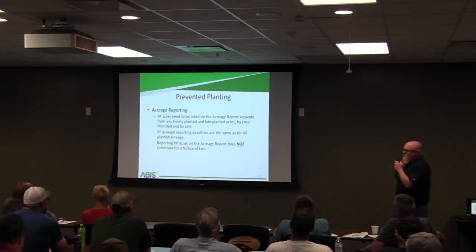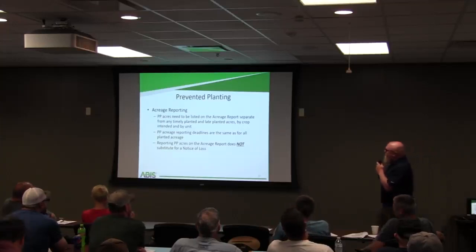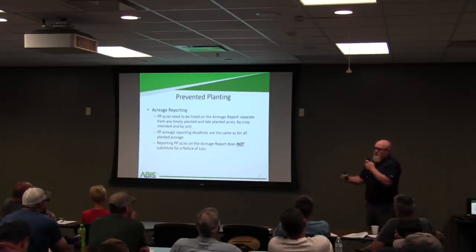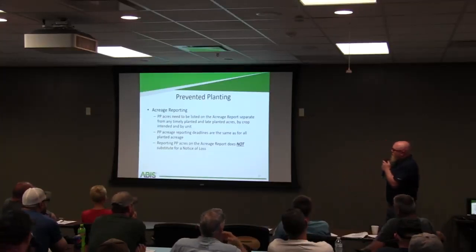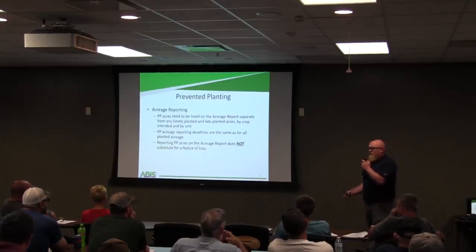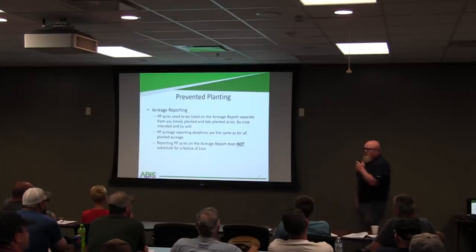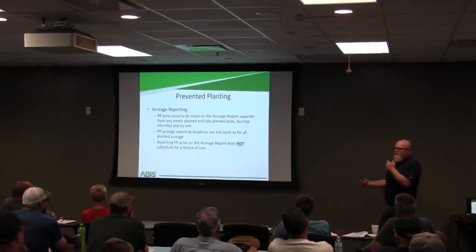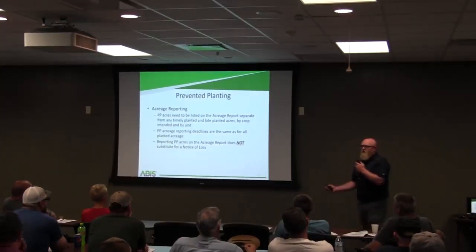For acreage reporting, much like with the late planted acres, we need to have those acres split off from your timely planted stuff. And if you've got a unit where you were able to plant some but not other acres, the acreage reporting deadline is the same as with your timely planted stuff, so July 15th. And reporting prevented plant acres on your acreage report is not considered a submission of notice of loss. So we do need to take that in separately.